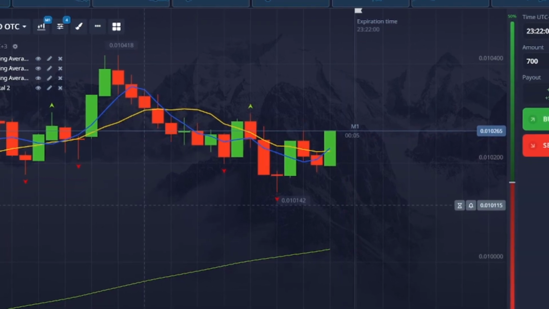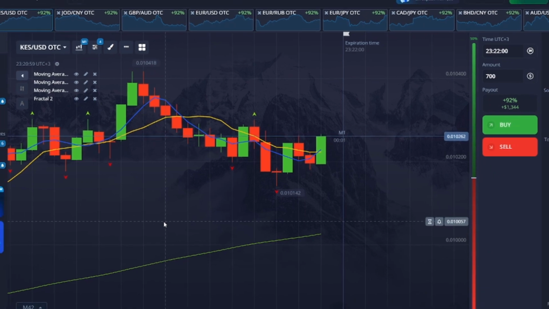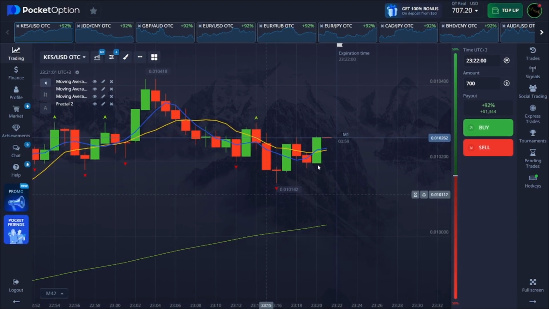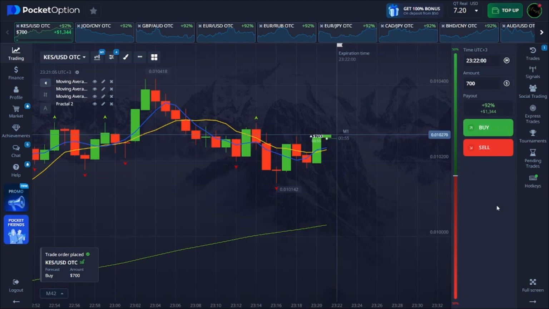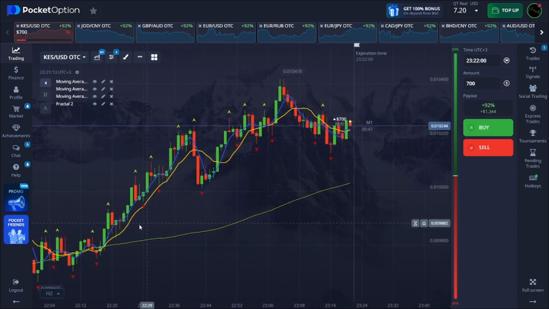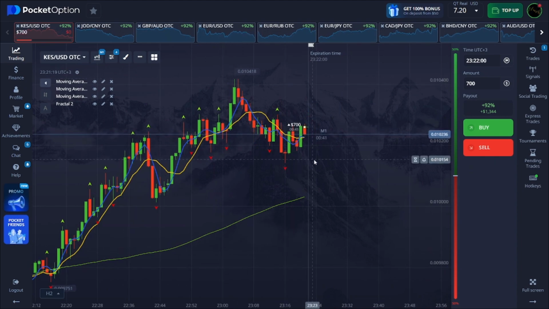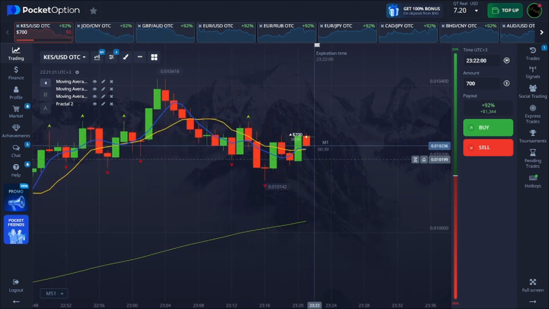I'm waiting for a crossover and I'll take a buy trade. Our cross has happened and I've taken a trade with the buyers. As we can see, we also have a very clear and beautiful uptrend. That's why I'm quite confident that this will be a winning trade.